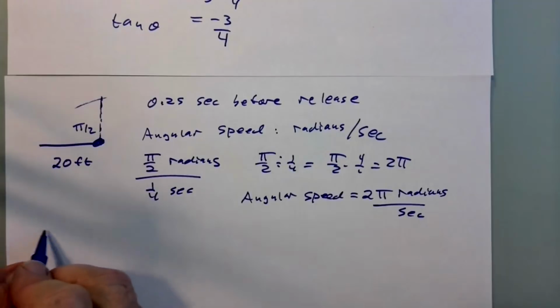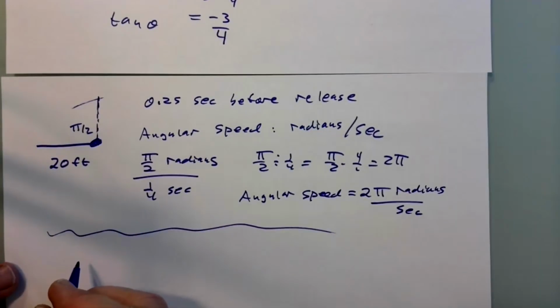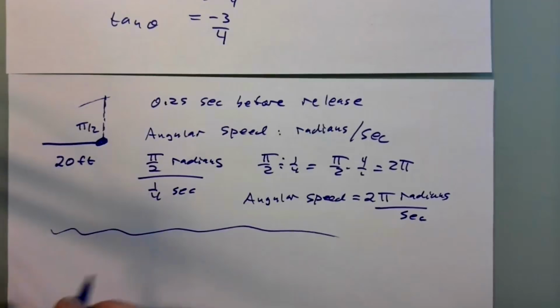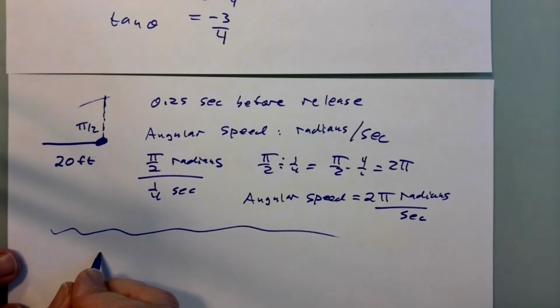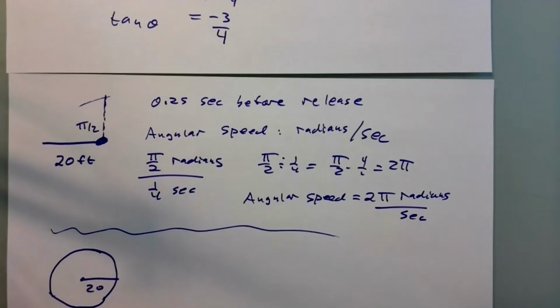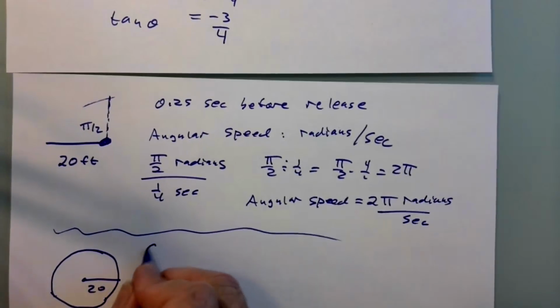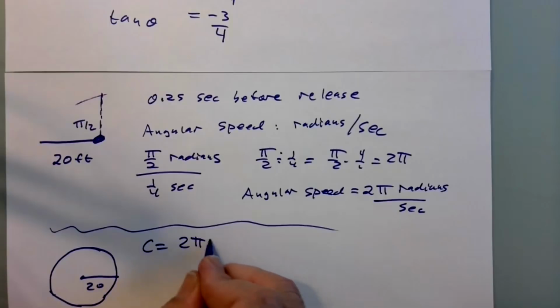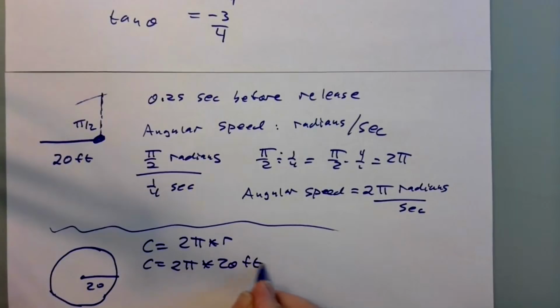Now, linear speed is actually going to be relatively nice here because we're going to convert from radians per second to feet per second. But what you need to recognize is what would 1 revolution be? So if we think of a circle, poorly drawn as always, if we think of a circle that has a radius of 20 feet, what is the circumference? Circumference is 2 pi times the radius. So in this case, my circumference is 2 pi times 20 feet. So the circumference is 40 pi feet.